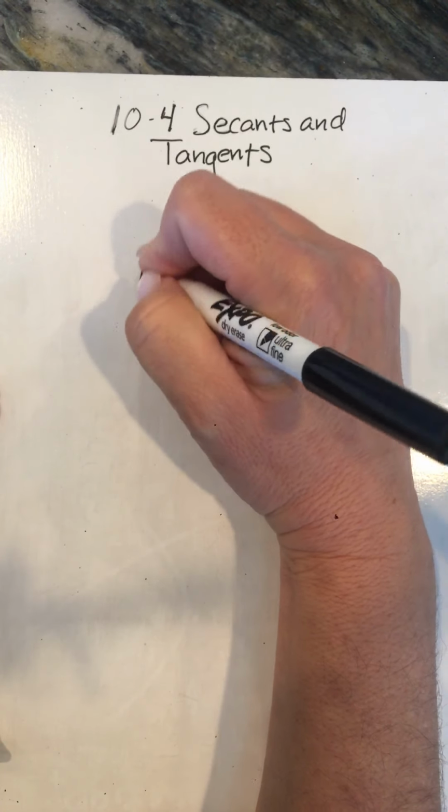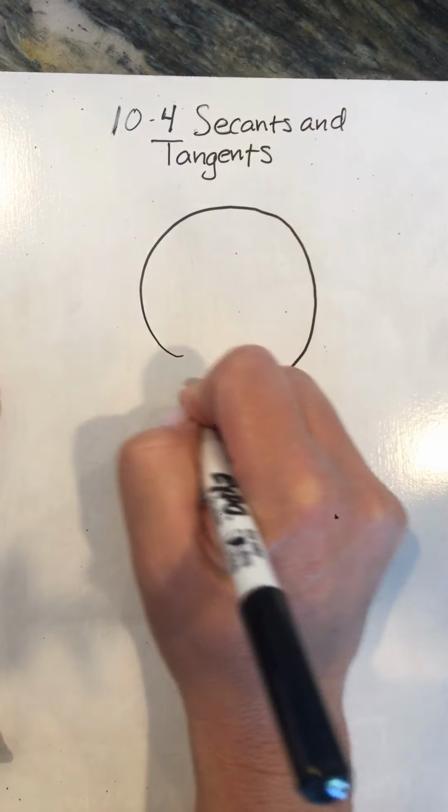So first of all, we need a circle. We're going to talk some anatomy here of a circle.